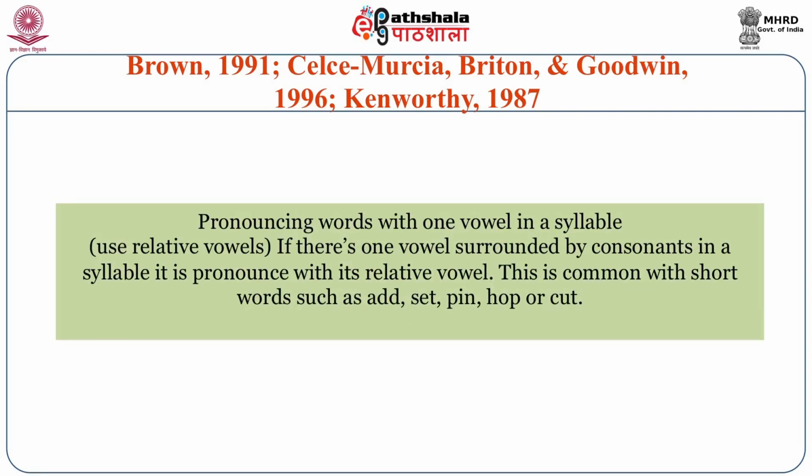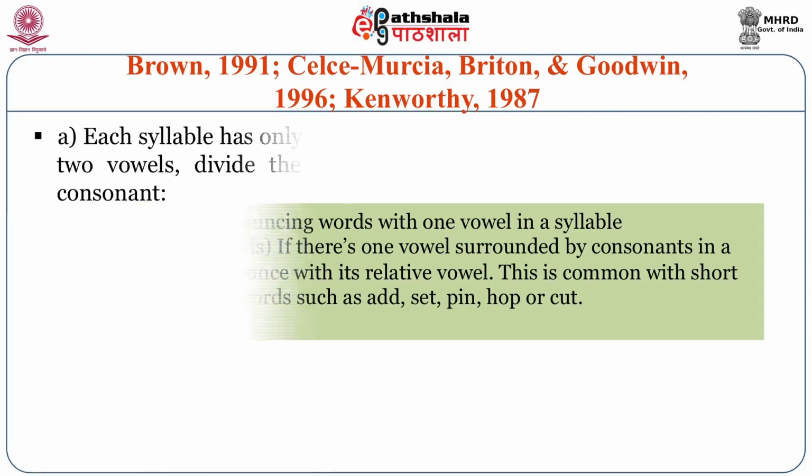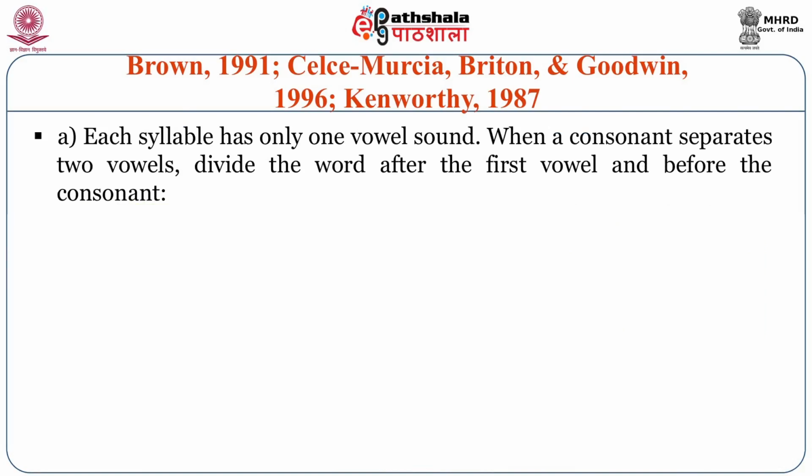If there is one vowel surrounded by consonants in a syllable, it is pronounced with its short vowel sound. This is common with short words such as add, set, pin, hop or cut. This is one vowel in the middle, in set, pin. So we are just using this particular rule. Each syllable has only one vowel sound.